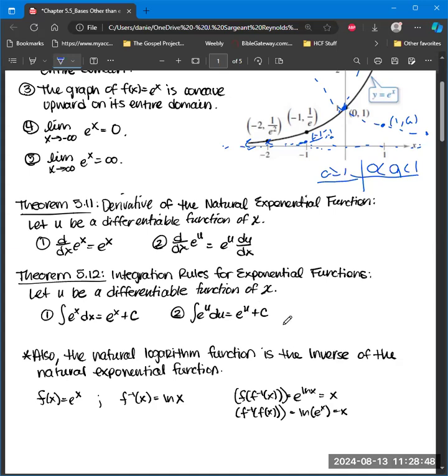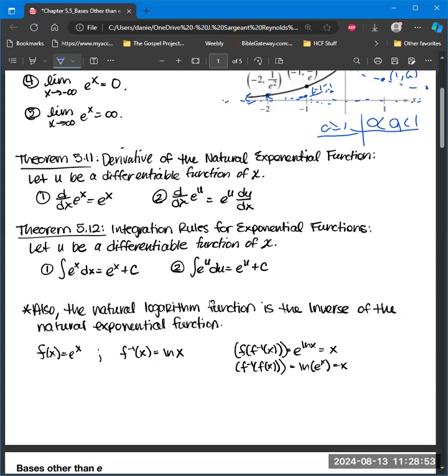So the natural logarithm function is also the inverse of the natural exponential function, meaning that if f of x is equal to e to the x, the f inverse of x is ln of x. And I can compose those two functions either way and get x by the definition of an inverse function. So if I take e to the ln of x, those properties tell me that that's equal to x, as well as ln of e to the x will also equal x.